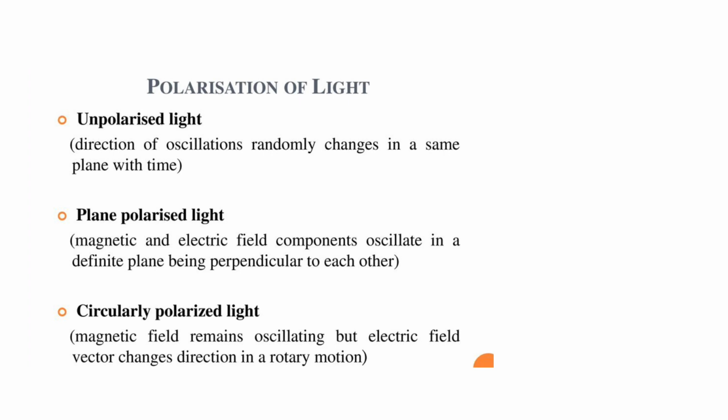So, light could be of different polarizations. Unpolarized light is where the direction of oscillations randomly changes in the same plane with time. Plane polarized light is when magnetic and electric field components oscillate in a definite plane, being perpendicular to each other. And circularly polarized light is when the magnetic field remains oscillating but the electric field vector changes direction in a rotatory circular motion.